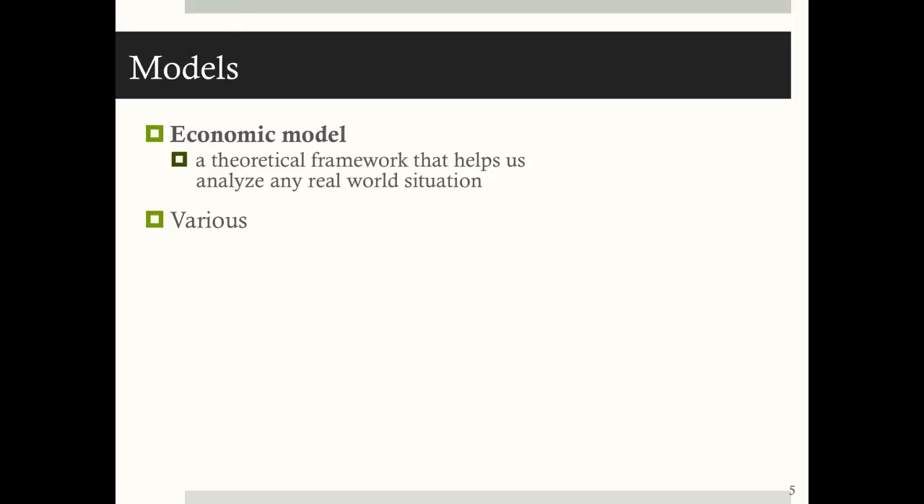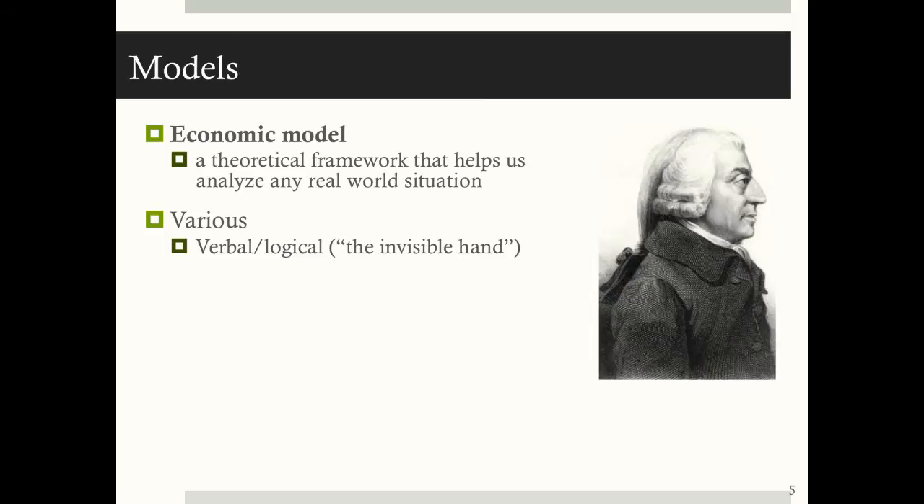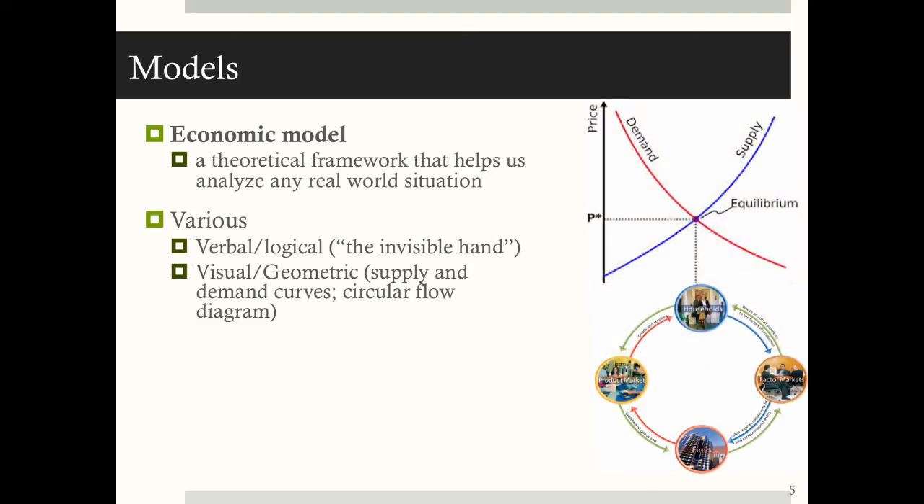A model can be verbal or logical, like Adam Smith's invisible hand paradigm. The invisible hand is just a model teaching us that prices in a market are the mechanism or the guide which ensures equilibrium and general welfare in the economy. We can have a visual or geometric model, like equilibrium occurring at the intersection of supply and demand curves in a market, or the circular flow diagram that you learn about first thing in your 105 courses.